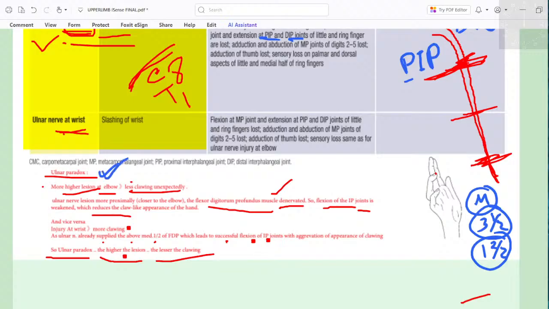But if the ulnar nerve is injured in the upper part, suppose this is the elbow, this is the hand, and this is the arm. If the ulnar nerve is injured at this level, the median nerve is already there to cause the flexion, so the median nerve is serving its purpose. There will be some partial flexion. And if it is injured at the wrist joint, there will be more clawing. Just remember in a simple way: the higher the lesion, the less clawing; the lower the lesion, the more clawing.